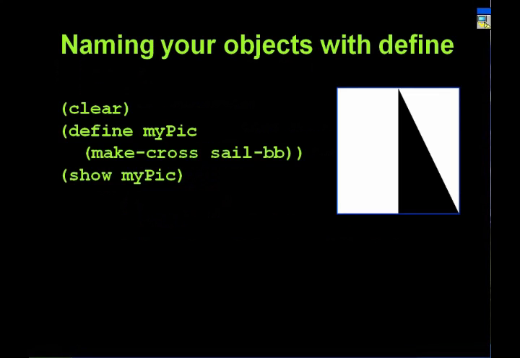Okay. So the idea here is this. Now, we can use this operation. Just now I used R cross BB. Now I can do this. I can define my pick to be what? Make cross cell BB. So this is cell BB.